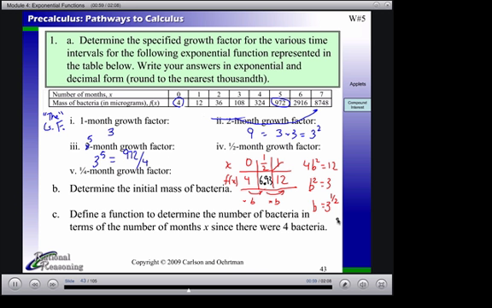So then, what would the 1/4 month growth factor be? So the growth factor for that one is 3 raised to the 1/2. That's right. So every half a month, to get the mass in the next half month, you multiply by 3 to the 1/2. So what about the 1/4 month growth factor? 3 to the 1/4. Yeah.